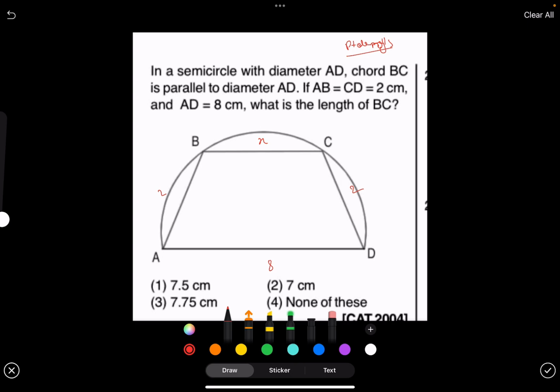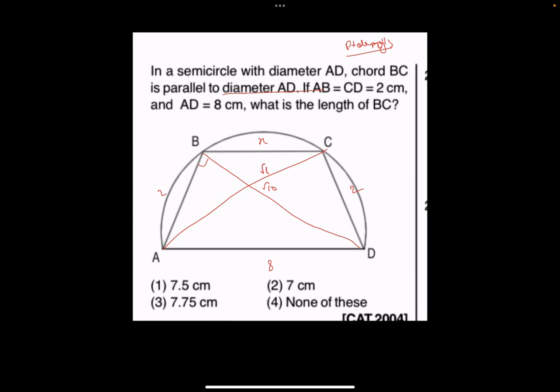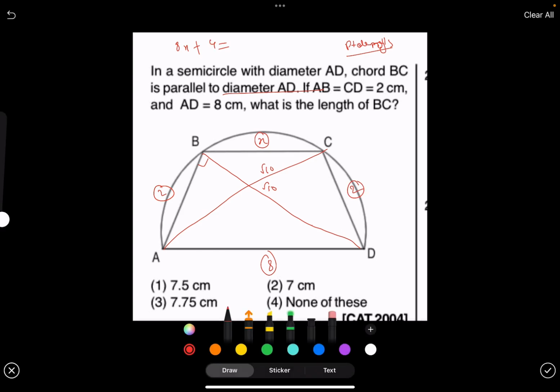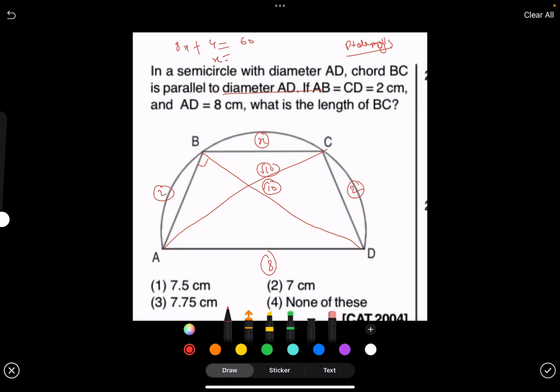Now since AD is the diameter, this angle will be 90 degrees. So this will be the hypotenuse, and this side will be root over 8 squared minus 2 squared, so 64 minus 4, so root 60, and similarly AC will also be root 60. Now Ptolemy's theorem says the product of this into this, so x into 8 means 8x, plus this into this, so 4, equals the product of the two diagonals, root 60 into root 60, which is 60. So 8x plus 4 equals 60, 8x equals 56, so x is 7, the answer to this question.